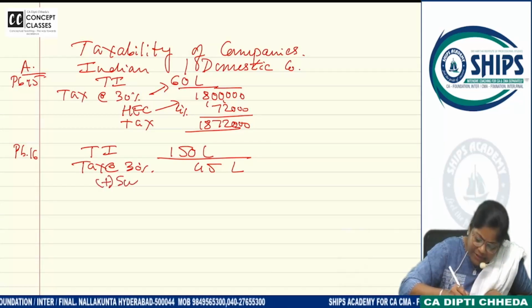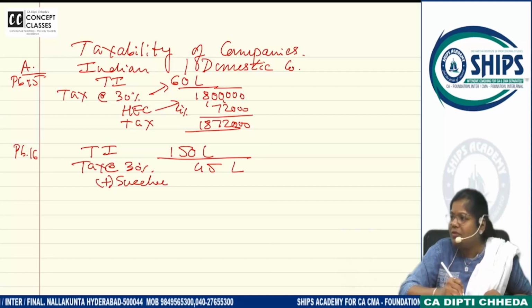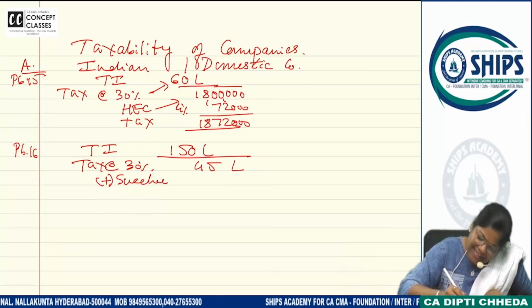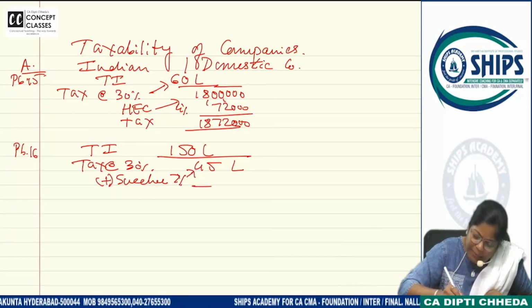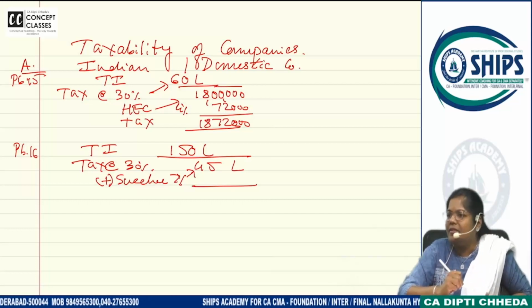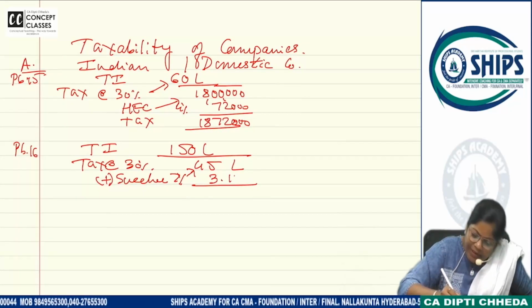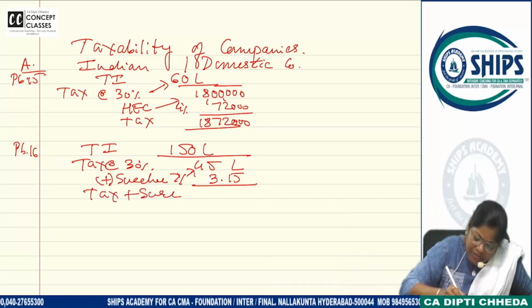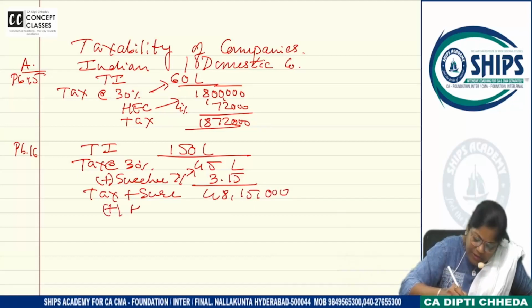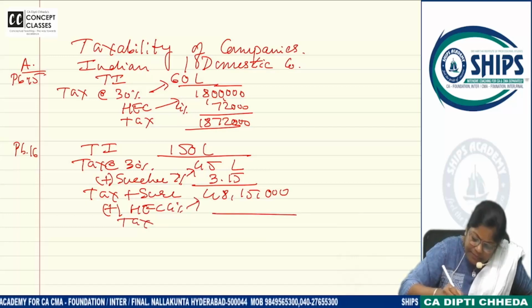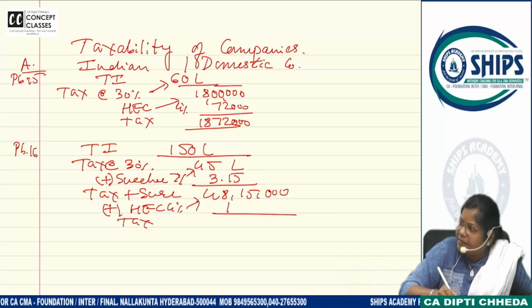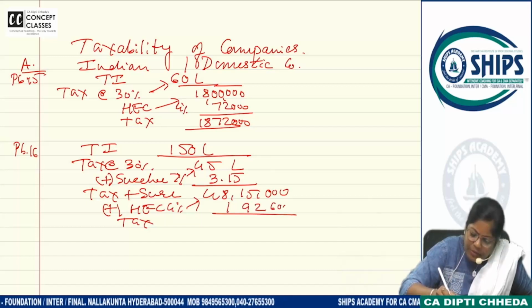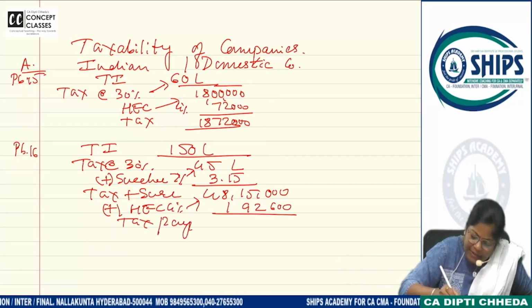Now, shall we add surcharge? At what rate? Refer the book now. 7% surcharge. कितना आ रहा है? 3 lakh 15,000. हाँ. So what is tax plus surcharge? 48 lakh 15,000. On that cess says 4%. 1 lakh 92,600, and so the tax payable is 49 lakh 7,600.